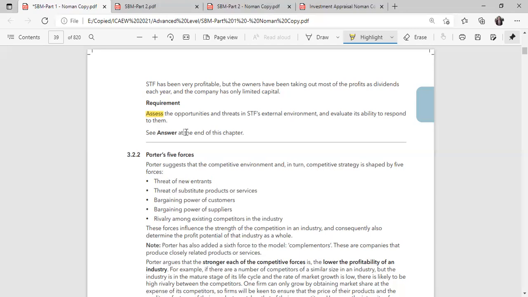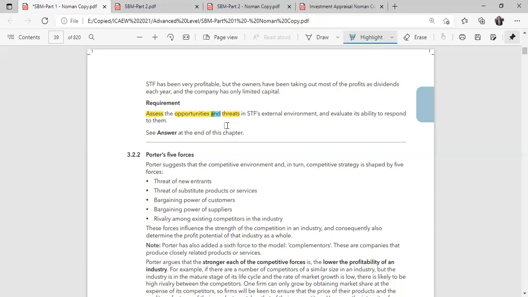In assessment, we have to determine, we have to assess the opportunities and threats. First of all, opportunities and threats. We can see that between opportunities and threats, there is the word "and". If you see the word "and", it means your requirement has been divided into multiple portions: first, before the "and", and second, after the "and".